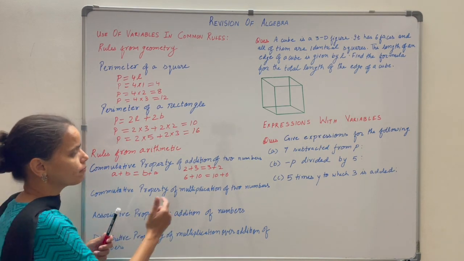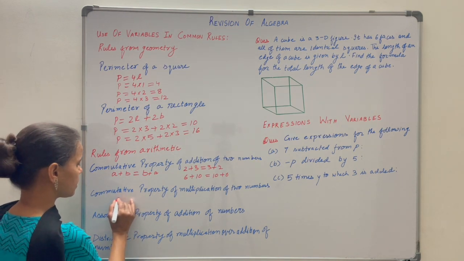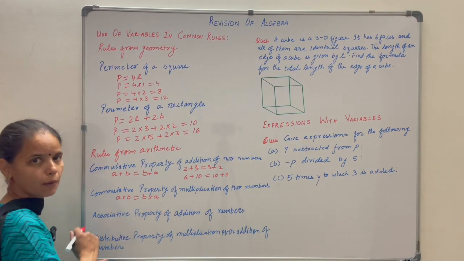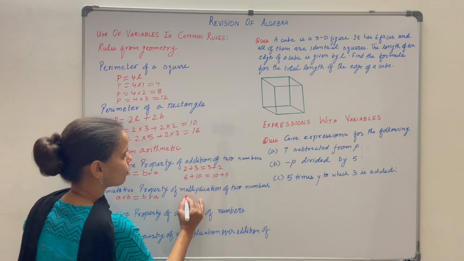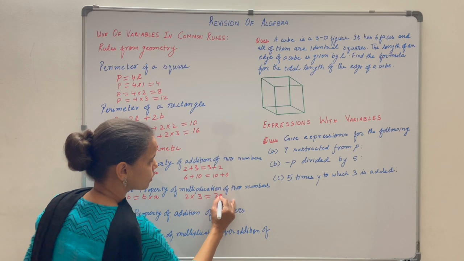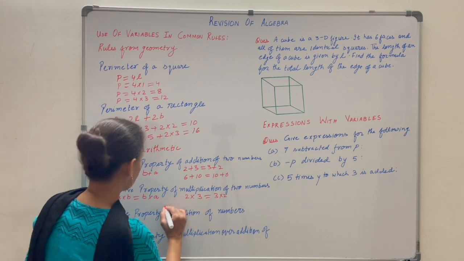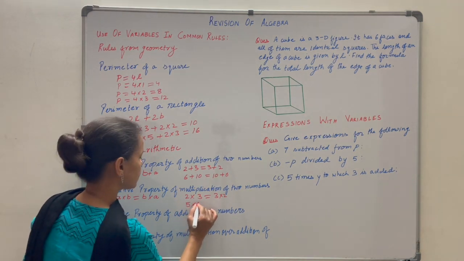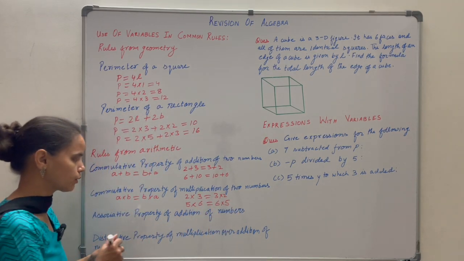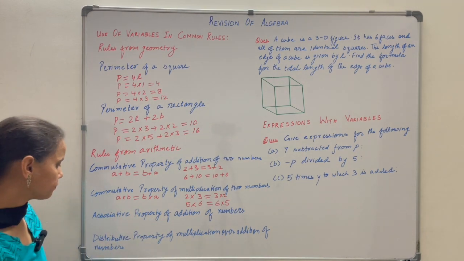Now the commutative property of multiplication of two numbers, where A and B are two variables. So A into B is equal to B into A. This is the commutative property. If I take the value of A as 2 and B as 3, then 2 into 3 is equal to 3 into 2. That is 6 and 6 on both sides. I can now take the value of A as, say, 5 and B as 6. So 5 into 6 is equal to 6 into 5. On both sides, 30 equals 30. So A and B are the variables here. They can take any values.